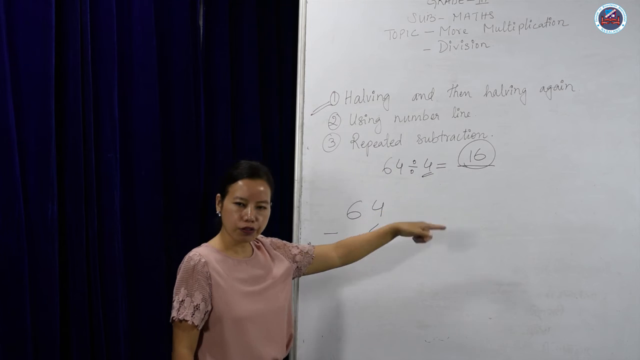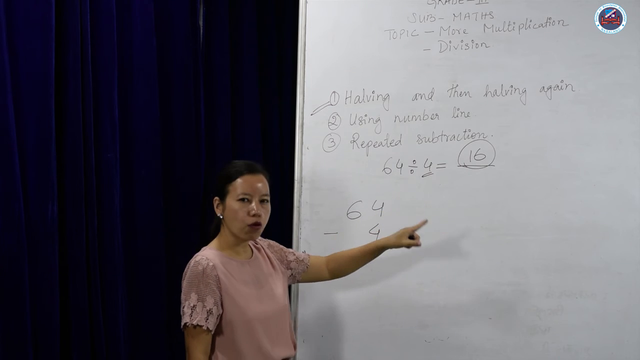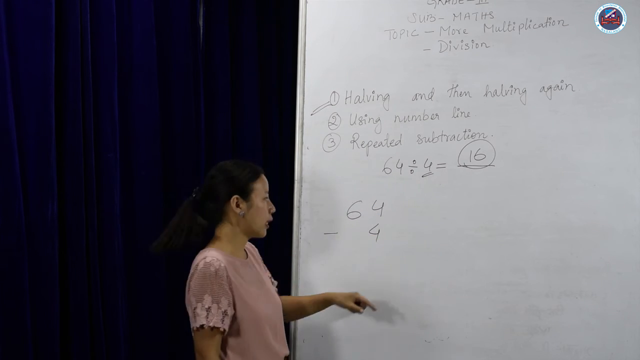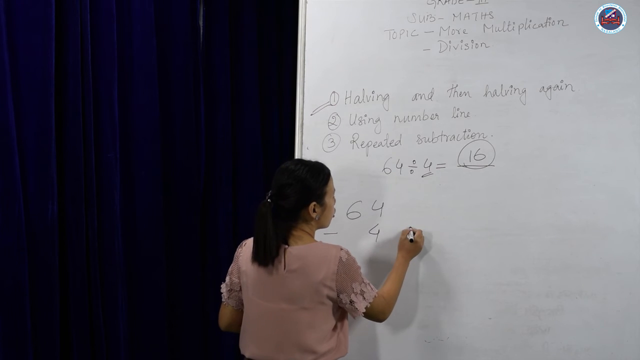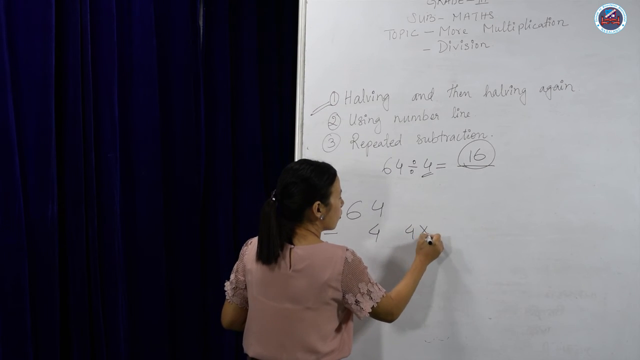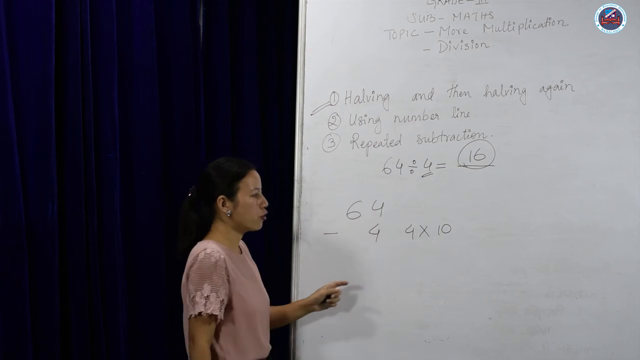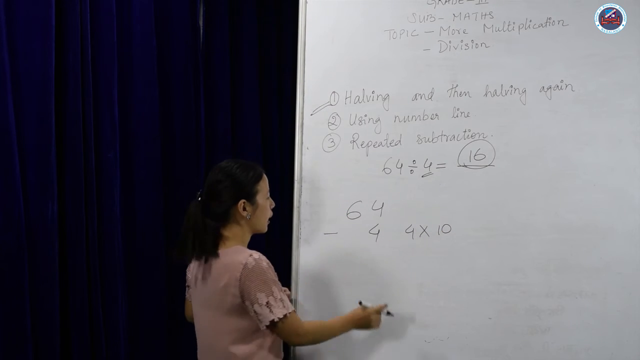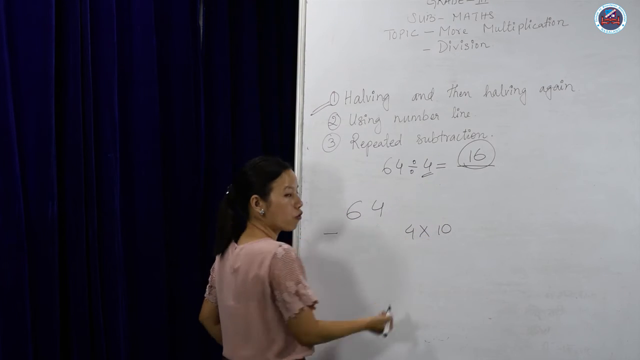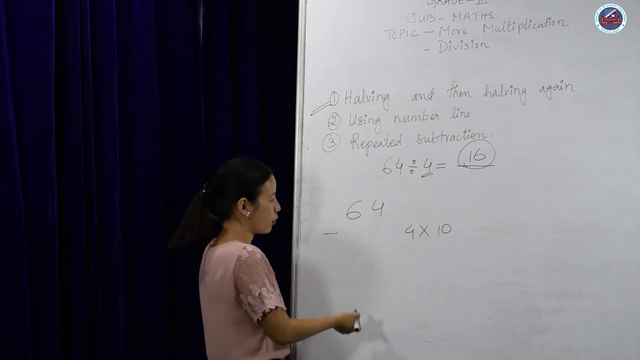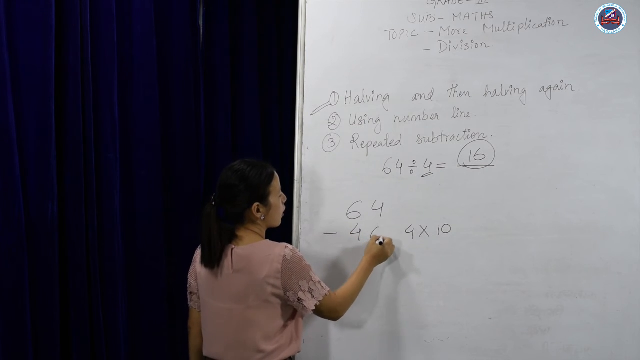Just like how we did for the number line, instead of going back 4, 4 each time, we went straight away to 10 groups, right? So same way over here, we're going to do it in that same method, that is 4 times 10. So I'm going to go straight away with 4 times 10. That is 4 times 10 is 40, right? So if I take 4, 4, 4, 10 times, I get 40.